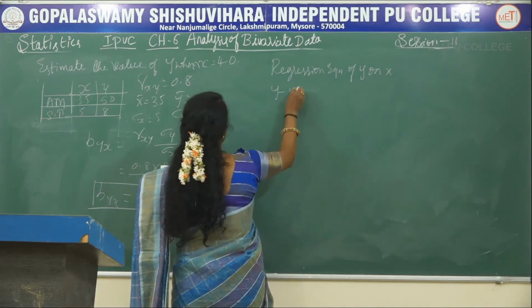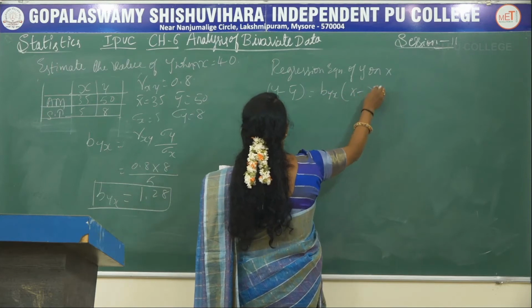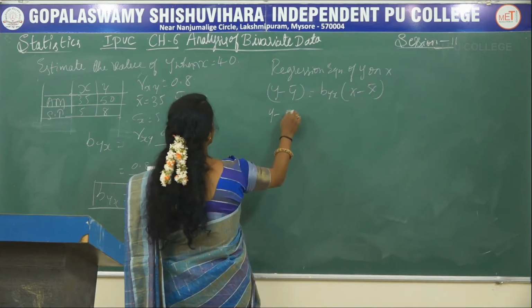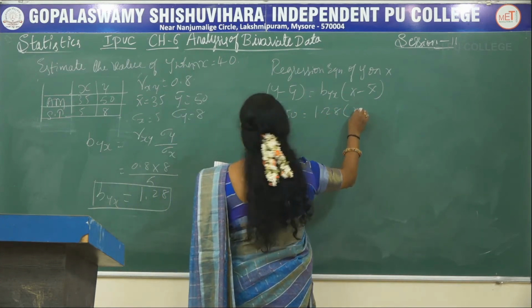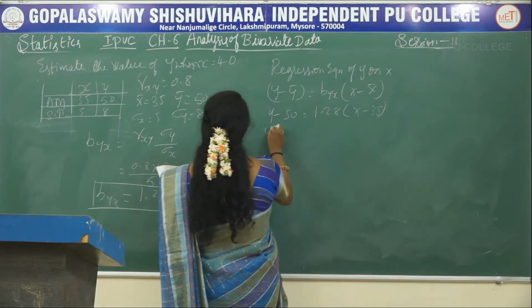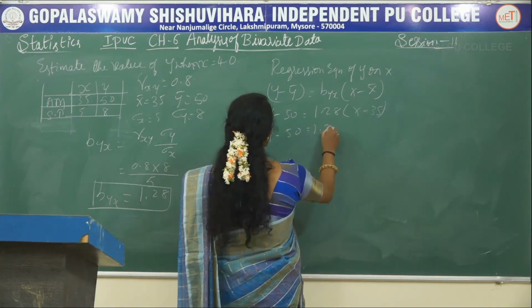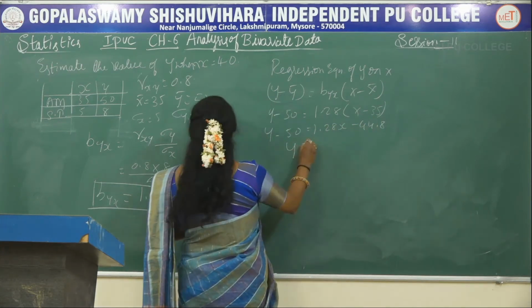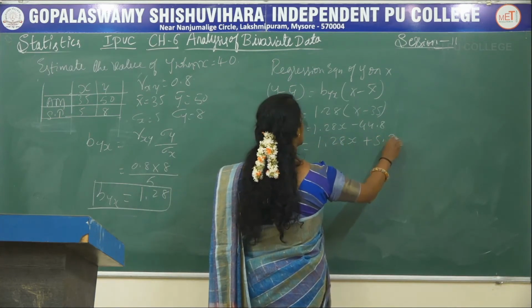So this is y minus y bar is equal to B of yx, x minus x bar. So y minus y bar is 50, B of yx is 1.28, x minus 35. So y minus 50 is equal to 1.28x minus 44.8. So y is equal to 1.28x plus 5.2.